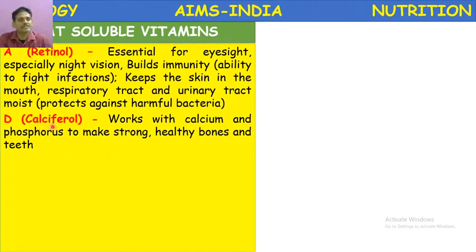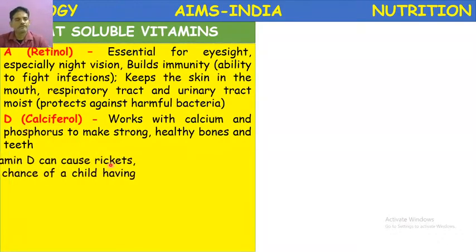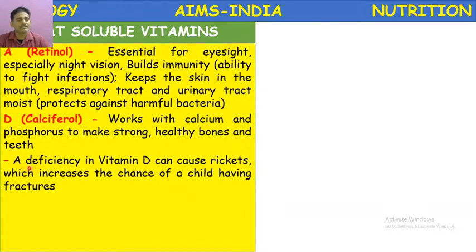Actually this vitamin is synthesized in the body with the help of sunlight. The cholesterol fat which is present beneath the skin, some useful cholesterol is converted into calciferol in the presence of a photochemical reaction, or in the presence of sunlight. So early morning sunlight is a rich source of this vitamin D. Next, what are the functions? Deficiency in vitamin D can cause rickets, which increases the chance of a child having fractures.